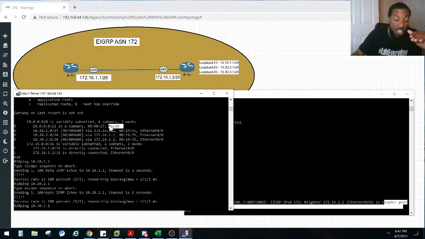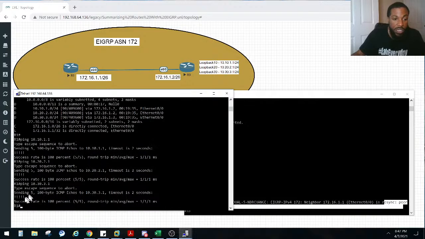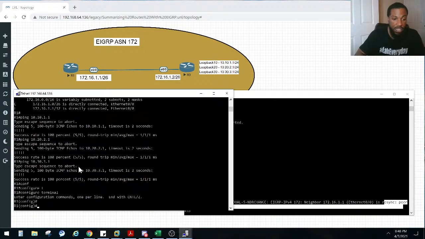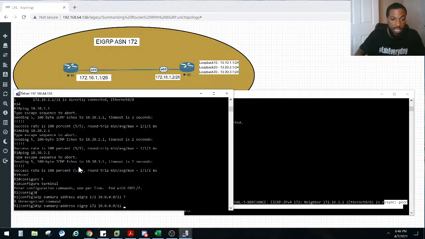But it says here Null0. I thought it meant that it doesn't go anywhere. I don't remember. But let's ping that last address and then experiment with that. So we did get a reply there, right? But let's see here what they had in the solution guide. They had a 5 after their summary address. What is that? Is that the AD they configured there? IP summary address. They put a 5.